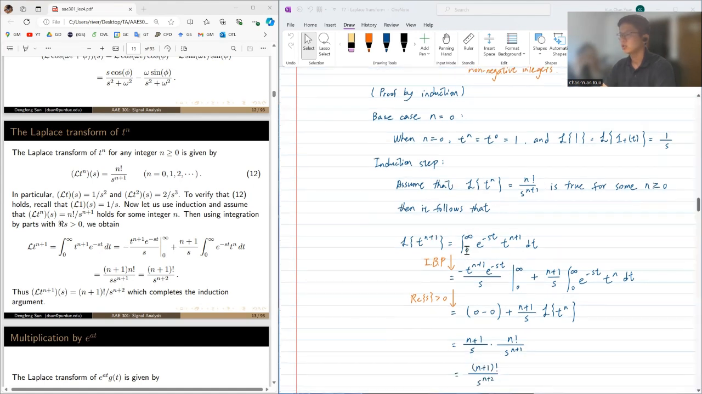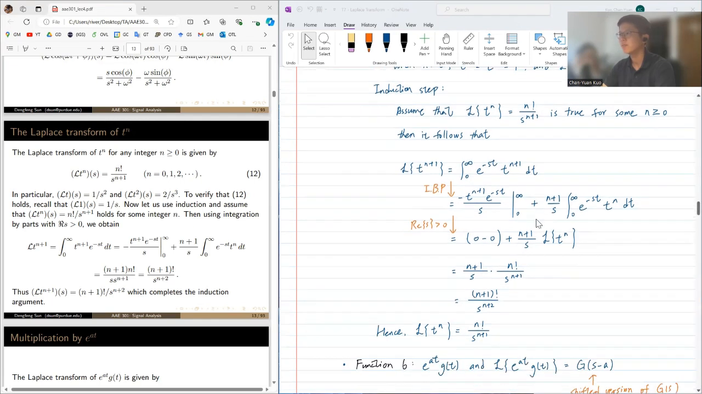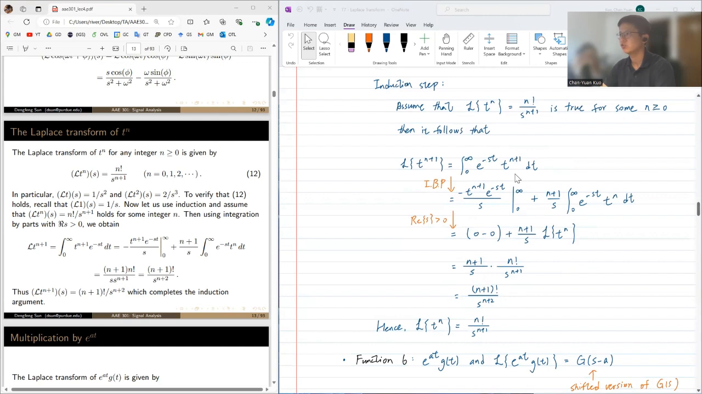So to see this, we first follow the definition of the Laplace transform. The Laplace transform of t to the power of n plus 1 equals the integral of e to the negative st times t to the power of n plus 1 from 0 to infinity with respect to t. And this integral can be broken down into two parts by integration by parts. You will see the first part will just be 0 under the assumption that the real part of s is greater than 0. And for the second part, you will see that this integral right here is actually just the Laplace transform of t to the power of n.